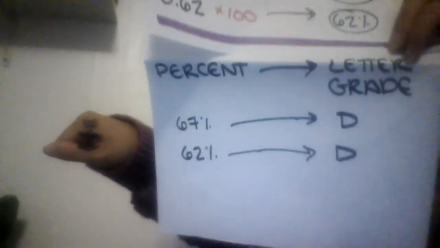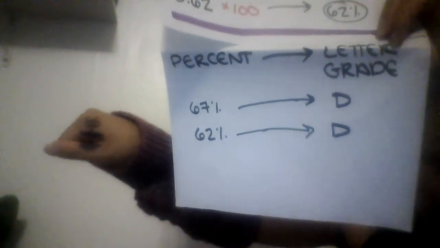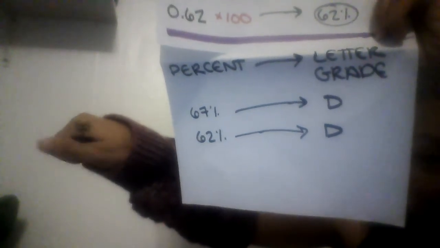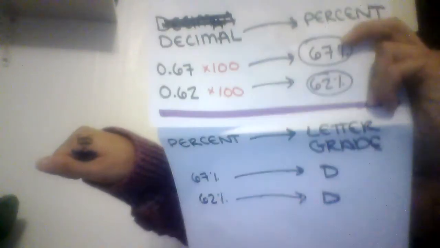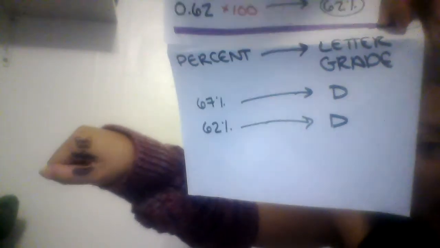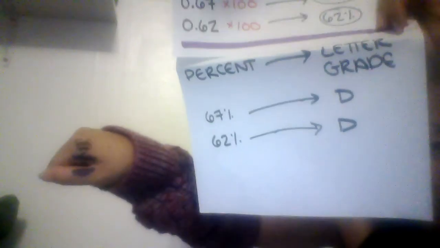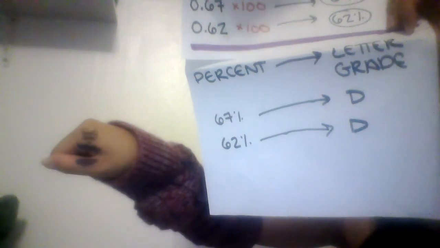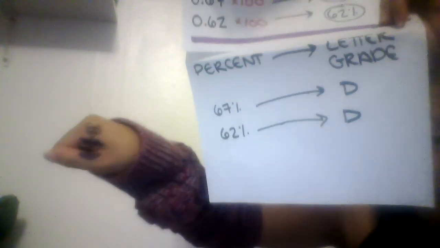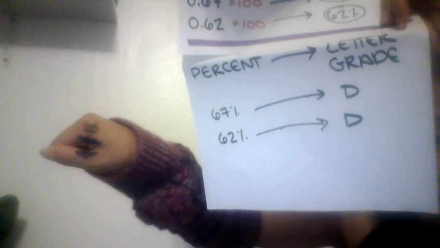I will. Continuing on from our previous example, the third part you want to write on your paper is percent to letter grade. Just go ahead and copy down your percent from up top, and draw an arrow and identify what letter grade. Obviously, a 67 and a 62 is a D. If you don't remember your percentages, look at your class expectations in the front of your notebook.